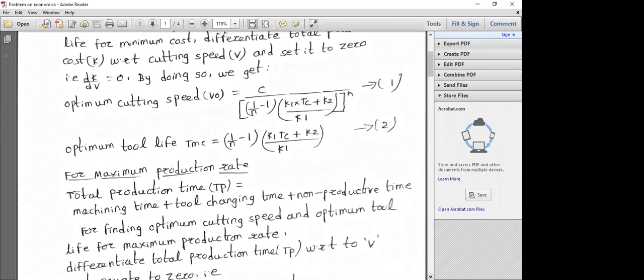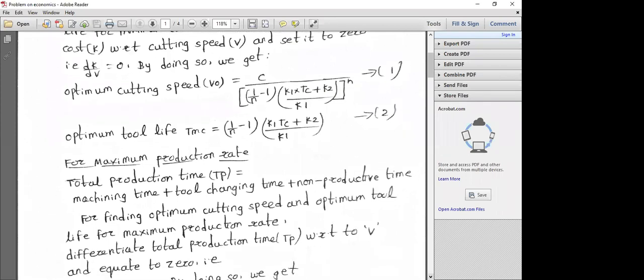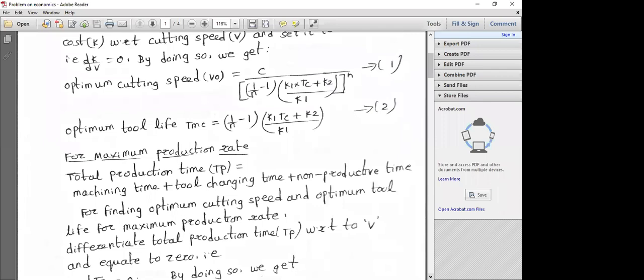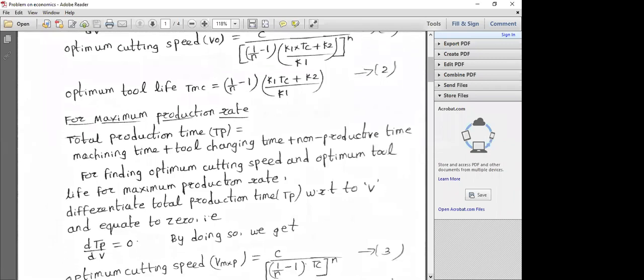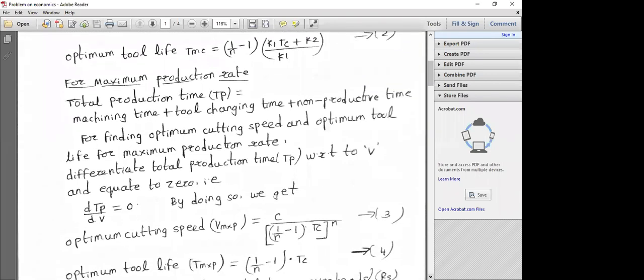What is the total production time? It's given by TP. You have to differentiate the total production time TP with respect to V, the cutting speed, and equate it to 0. That is very much required. Upon equating that to 0, you'll get dTP by dV. I'll be giving the formulas; you practice this differentiation mathematics part at home. I'm giving only the equations which are necessary.